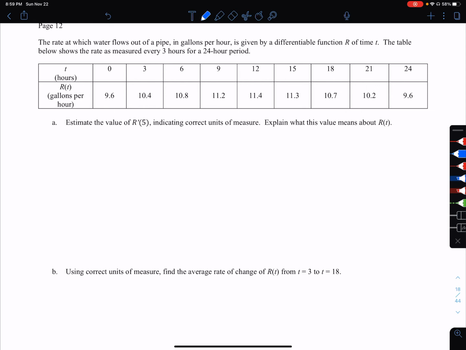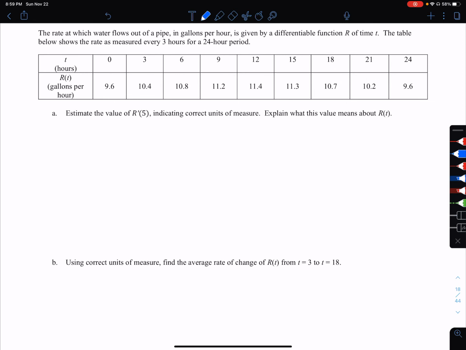AP Calculus AB, we're going to be looking at a table of values and seeing which theorems we can apply to answering these questions. The rate at which water flows out of a pipe in gallons per hour is given by a differentiable function r of time t. The table below shows the rate as measured every 3 hours for a 24-hour period.